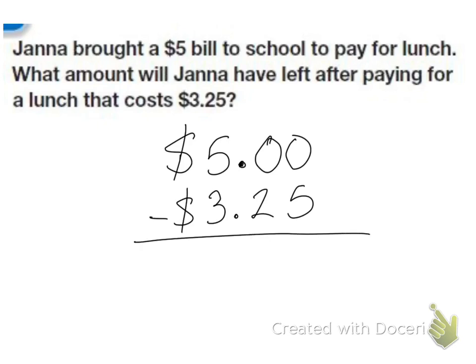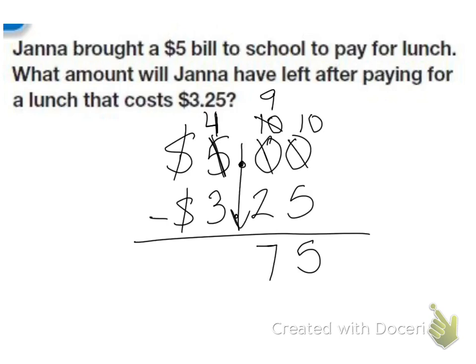All right, so I can't take 5 from 0, so I'm going to have to borrow a $1 bill and turn it into 10 dimes. Then I'll borrow a dime and turn it into 10 pennies. All right, 10 minus 5 is 5. 9 minus 2 is 7. Decimal comes straight down. 4 minus 3 is 1. So Jana will have $1.75 left over after buying lunch.